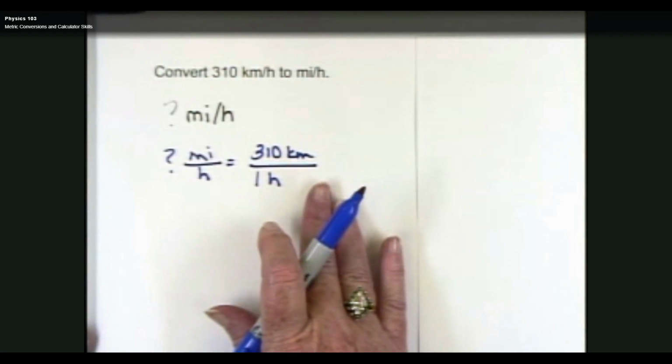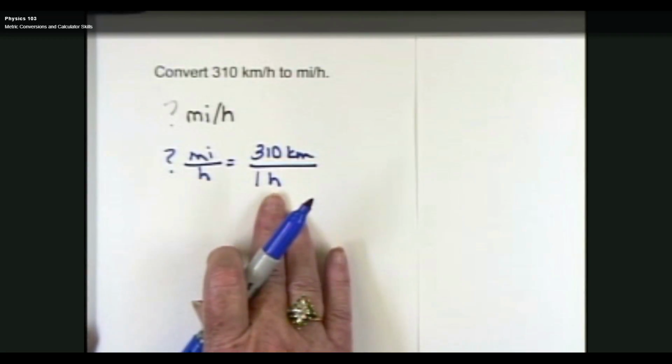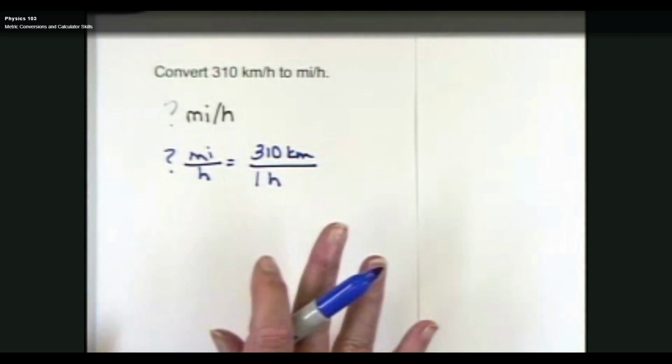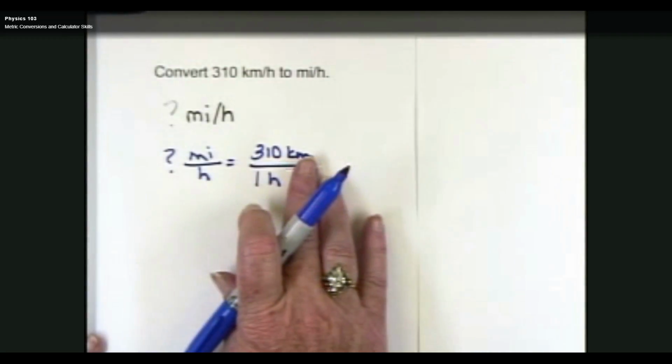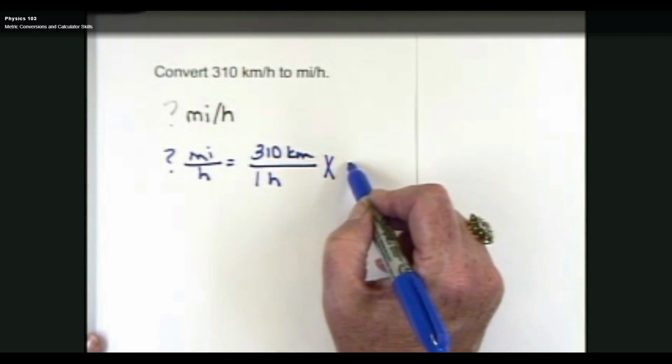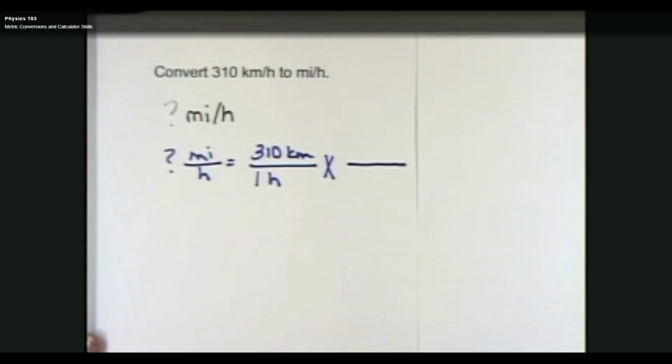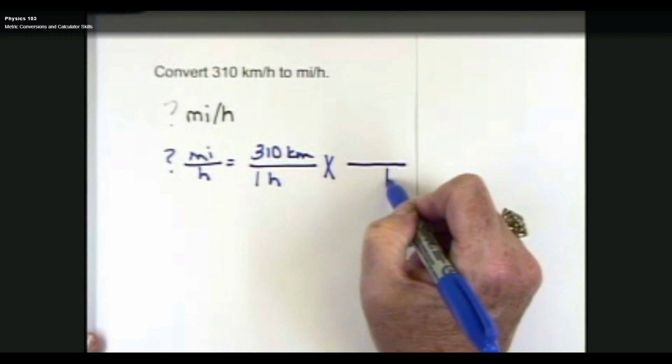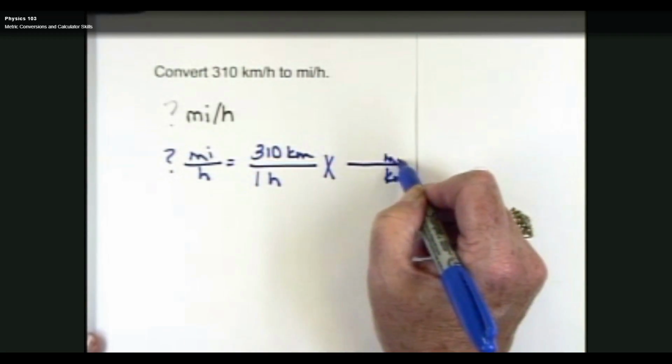Now, let's look at our units. We have hours on the bottom, and so we'll leave that alone. That's exactly what we want. So we want to convert from kilometers to miles. So let's do one conversion factor. What do we want on the bottom? Kilometers, so they'll cancel out. That's exactly right. And miles on the top.